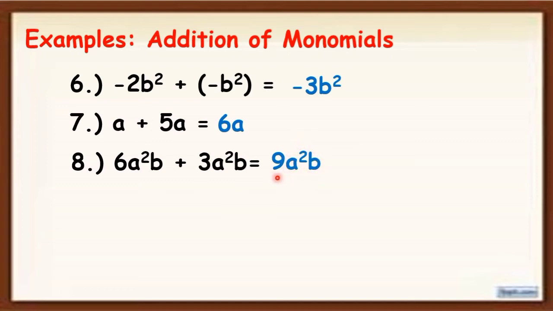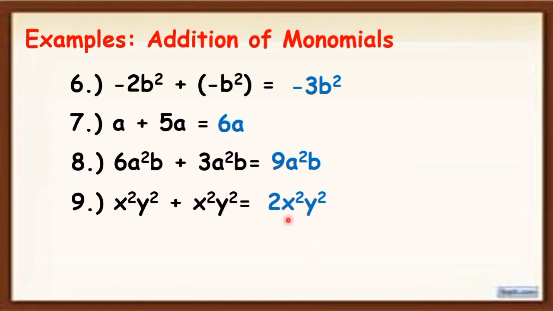So the final answer is 9a squared b. Next is x squared y squared plus x squared y squared. So again, we all know that there is 1 in both given. So 1 plus 1 is equal to 2. Then copy the literal coefficient, which is x squared y squared. So the final answer is 2x squared y squared.